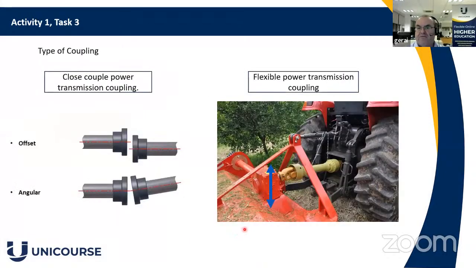So let's look at the type of couplings. So first of all, we've got close coupled power transmission couplings. So we've got the example here. They can be offset misaligned. You can have angular misalignment, but the type of coupling you use with them is generally very limited to the amount of displacement it can actually cope with.